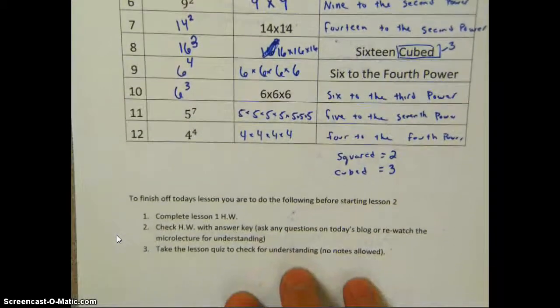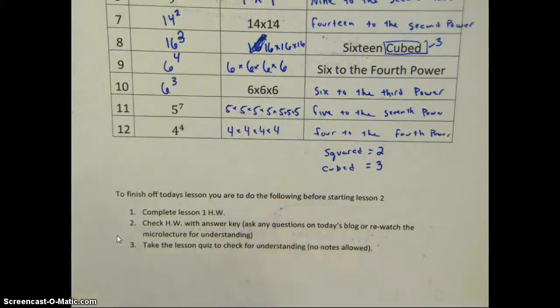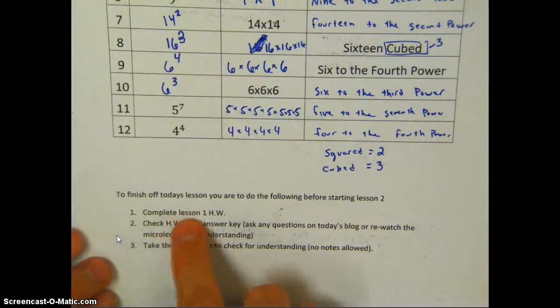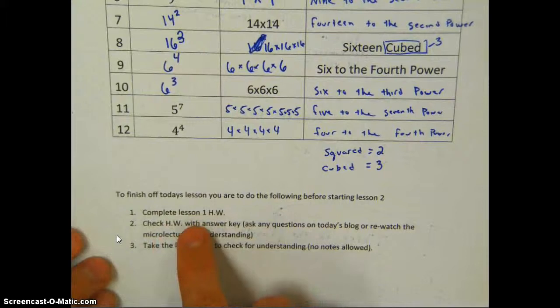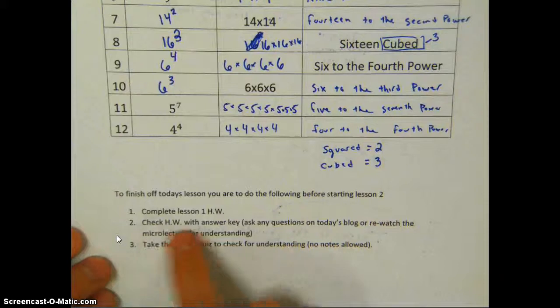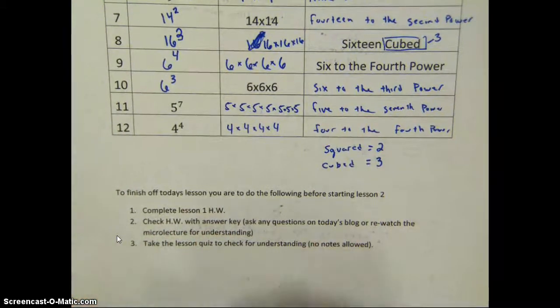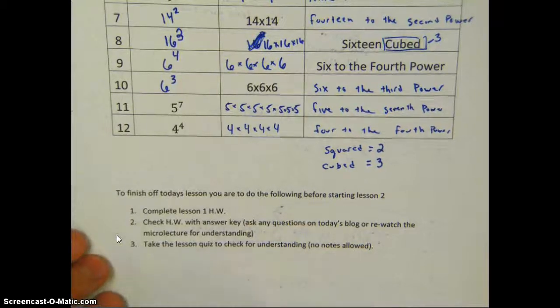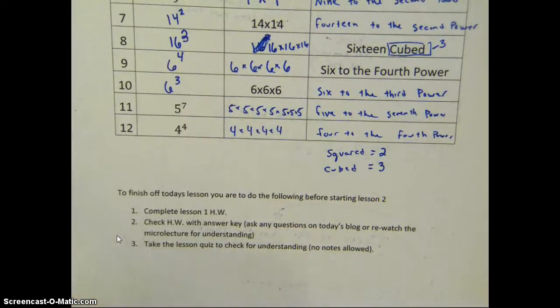What you still have to do today to finish today's assignment before you can start lesson 2 is open up lesson 1 homework. Once you're completed with that, to make sure you understand everything we're doing, I want you to open the answer key, check your work really quick. If you still don't get something, rewatch the micro lecture, and then take the quiz to check for understanding, so I can make sure you understand the material and go over some other stuff if you don't quite get it. So don't forget, write a message on our message board, or send me a personalized message if you still don't get something, and I'll help you out.